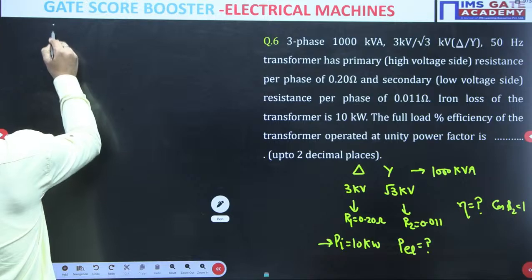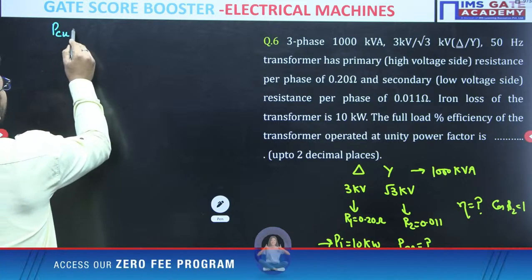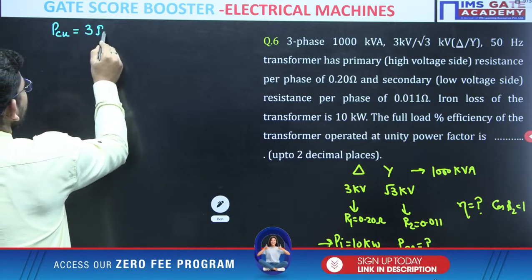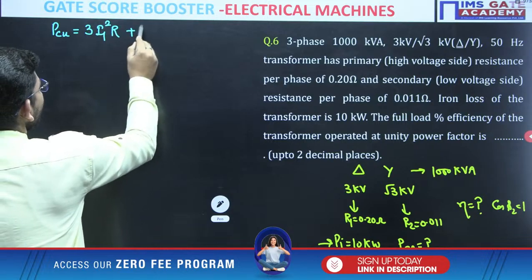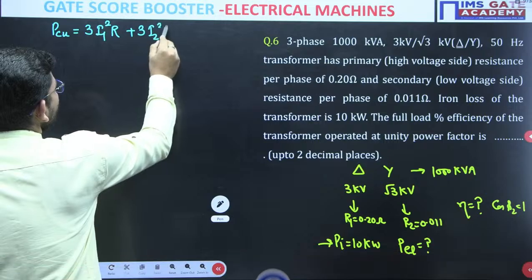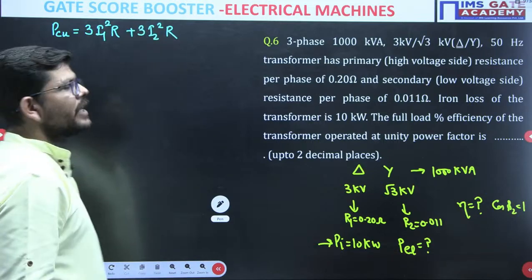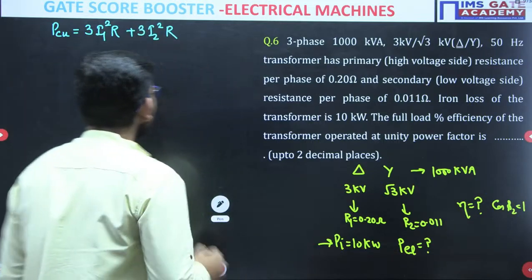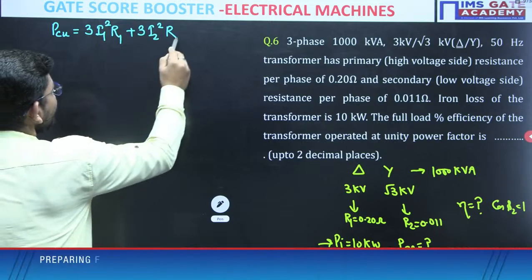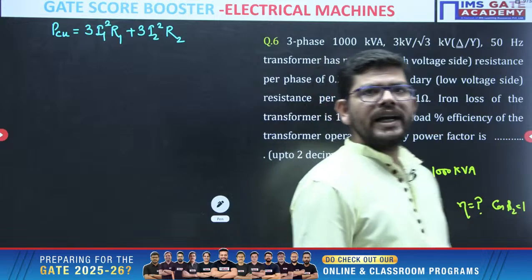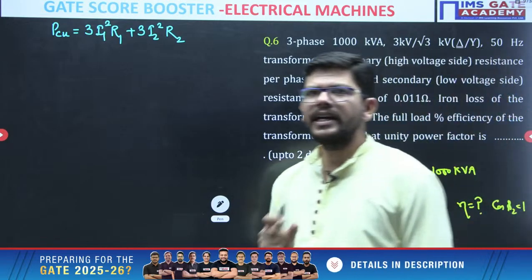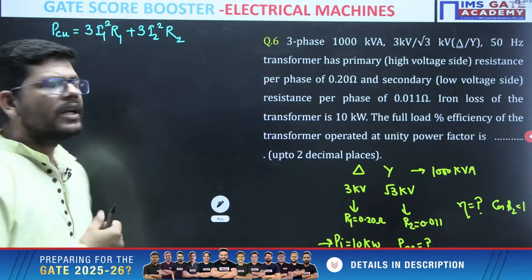Copper losses will be, because it is a 3-phase transformer, 3 I1 square R plus 3 I2 square R, where I1 is the primary current, I2 is the secondary current. Here we will write R1, here we will write R2. Got it? So we need to get these currents. Do we have these currents given to us? No, we have to calculate them.